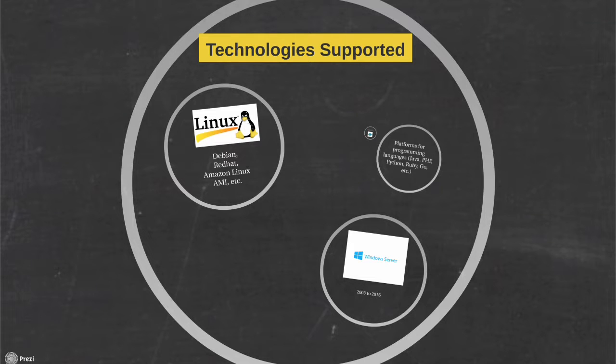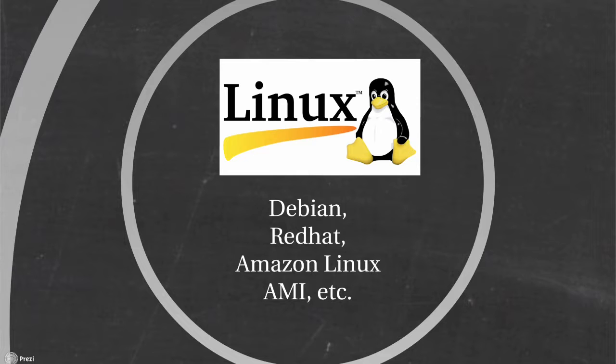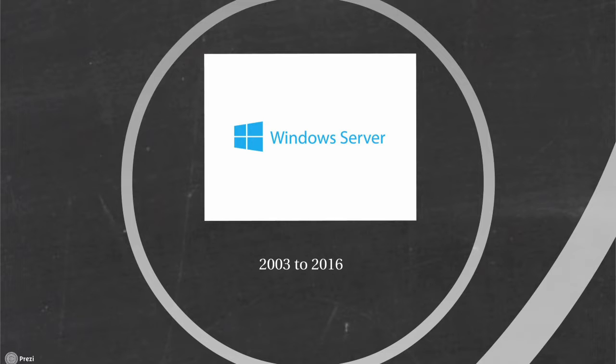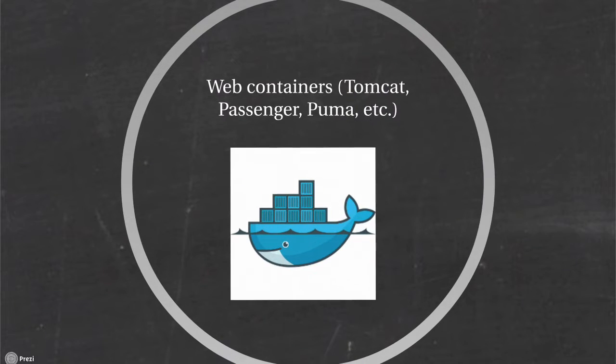So EC2 supports many technologies. We can run Linux, most of the distributions available out there, Windows Server. We can deploy Java, PHP, Python, Ruby, and of course you can run Docker as well. So yeah, EC2 is amazing, and we can run pretty much everything we wanted.